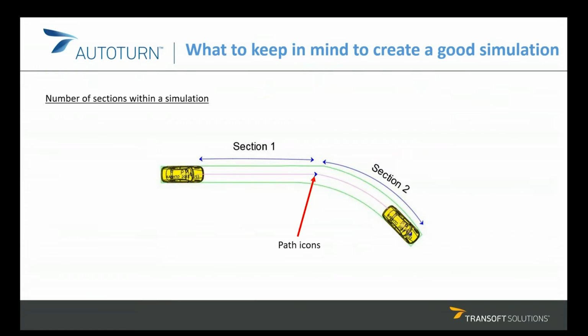It is always ideal to create a simulation with a minimum number of sections or clicks in order to replicate the exact behavior of how the vehicle would be driven in real life, which may not be the case when the space available for the vehicle to turn is tight and the vehicle must do multiple forward and reverse maneuvers to reach its final position.